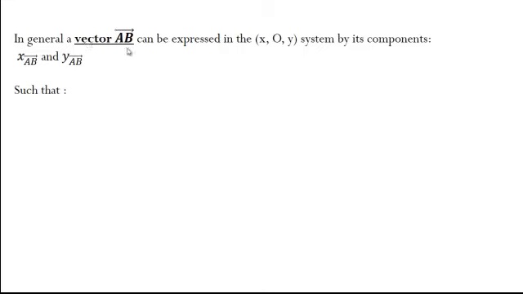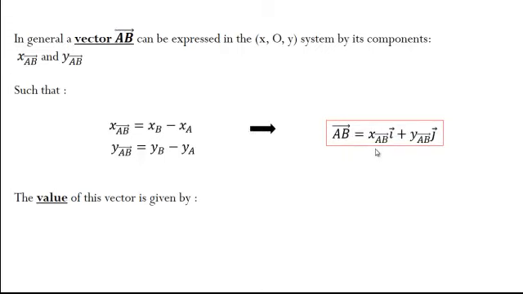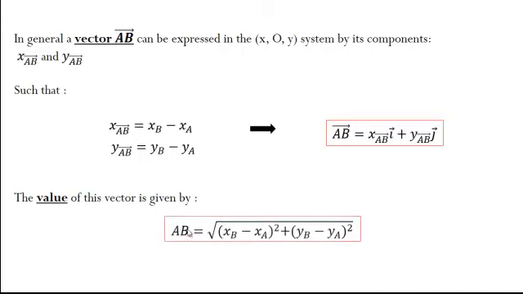Now, in general, a vector AB can be expressed in the XOY system by its components واللي هن XAB and YAB as we know, such that XAB هي XB minus XA, YAB equal YB minus YA. Now, the AB vector will become XI plus YJ. How to calculate the value? So in order to calculate the value, we have a rule, which is AB equal radical of (XB minus XA) square plus (YB minus YA) square. هلا نحنا بحاجة ل vector that's starting from the origin.